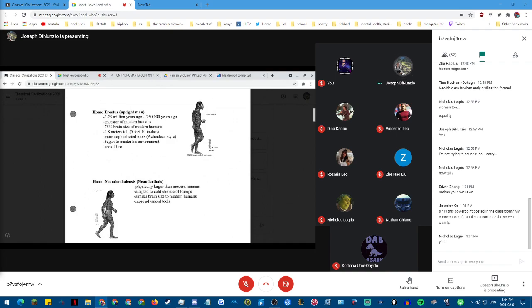Neanderthals are known to be shorter but stockier, physically larger than modern humans, a very stocky, thicker build, known to be in colder climates in Northern Europe. Similar brain size to modern humans. They were discovered in 1856 in Neander Valley, Germany. That's why they get the name Neanderthal.